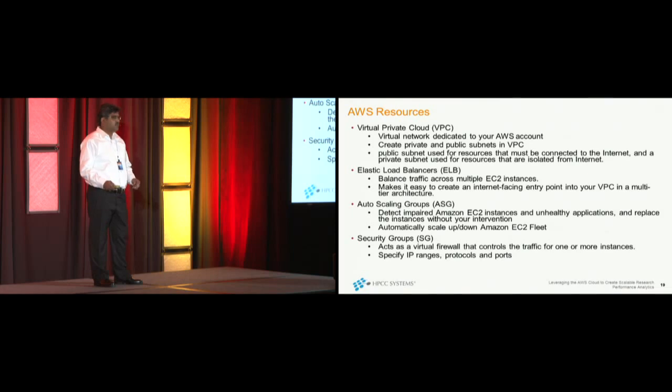Another obvious use case is to scale up and down the number of EC2 instances you have depending on your traffic need. Next, security group. It acts like a virtual firewall that controls access to one or more EC2 instances or even the ELB itself. You can specify security groups in terms of IP ranges, protocols, and ports.